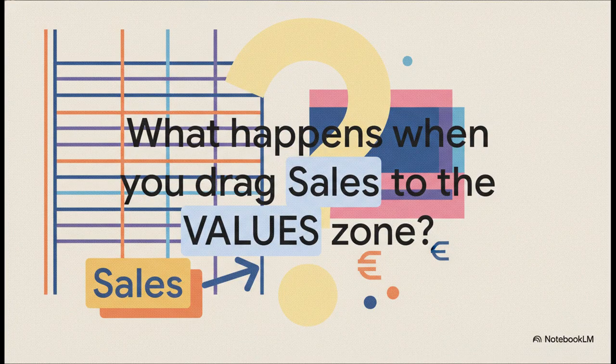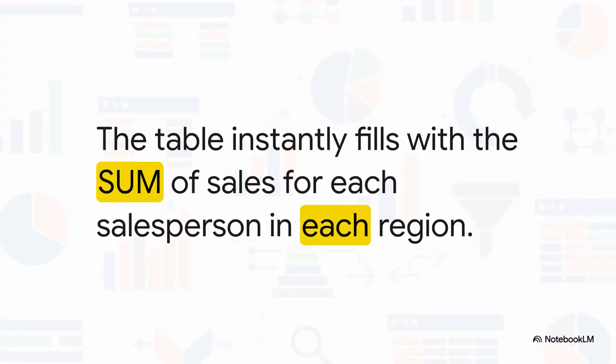This is it, the final crucial step that brings it all to life. We've got our rows, we've got our columns. So what happens when we take our number field, sales, and drop it right into that values box? And there it is. The table just fills with numbers. Excel automatically calculates the total sales for each salesperson in each region and puts it in the right spot. In just 3 little drag and drop moves, you've turned that nightmare spreadsheet into a powerful, easy-to-read summary. This is how you find answers in your data.